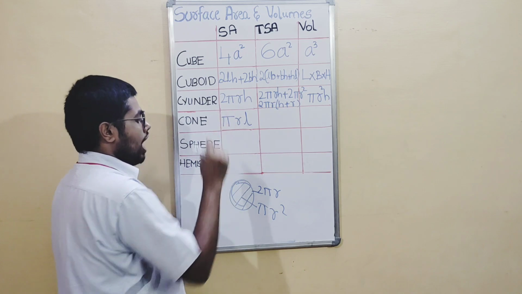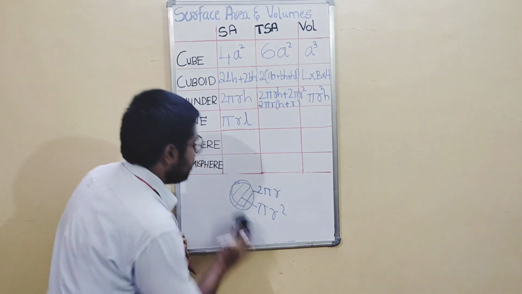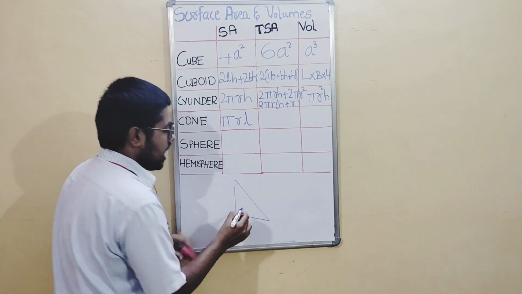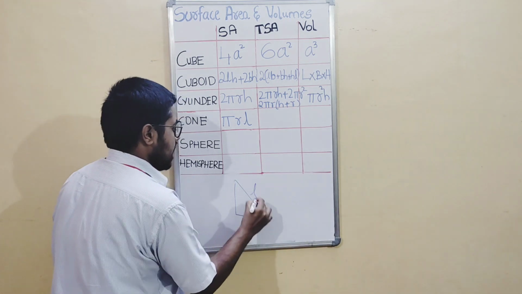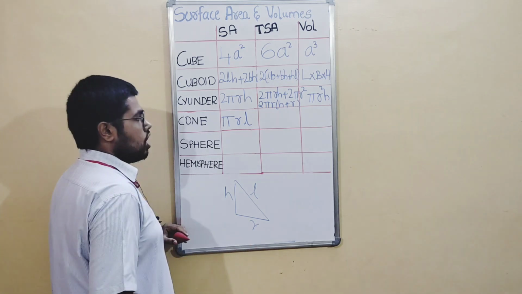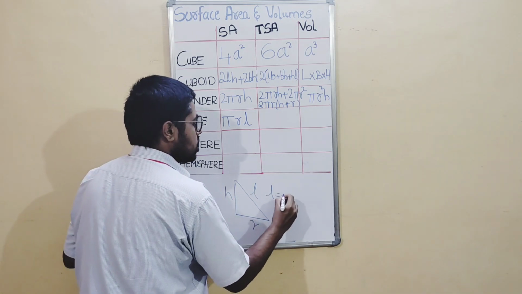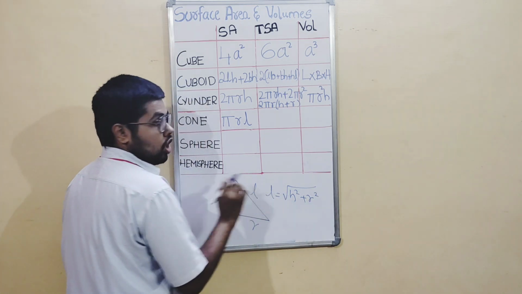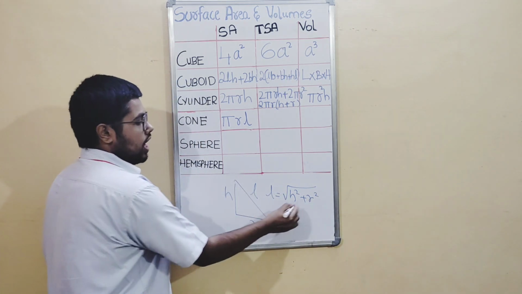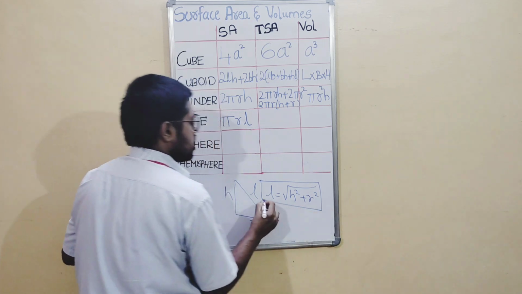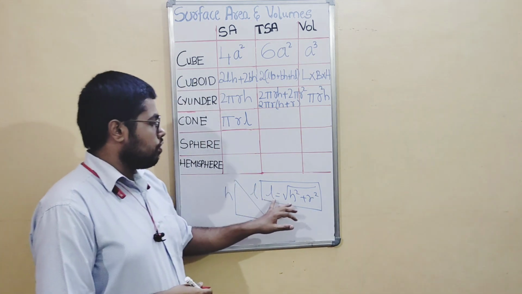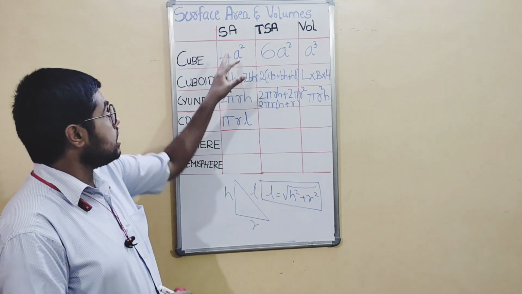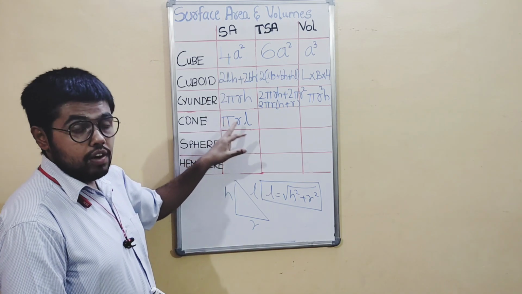So how do you get the value of L? This we had discussed. Cone means, it is a right angle triangle if you cut. So this is L, this is h, this is r. So what is the value of L? L is square root of h square plus r square. I am using the Pythagoras theorem. That is how we have to substitute. If they give h and r, find L and then apply here. That is the lateral curved surface area of cone.